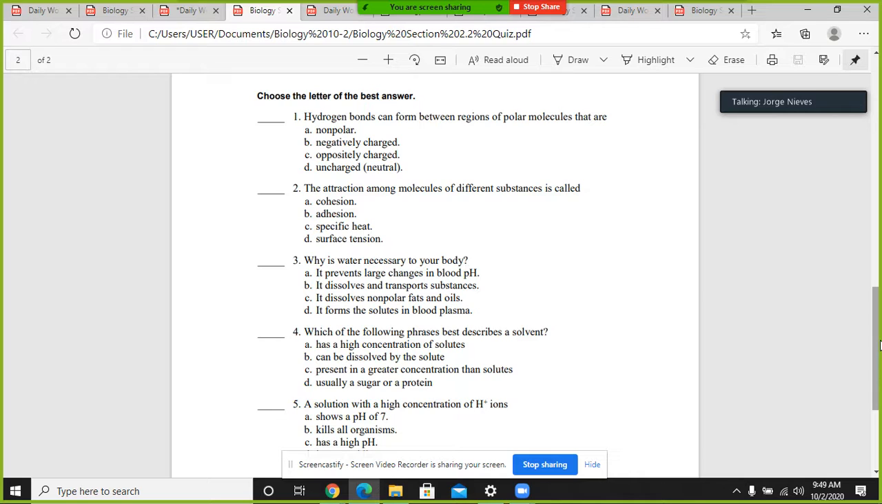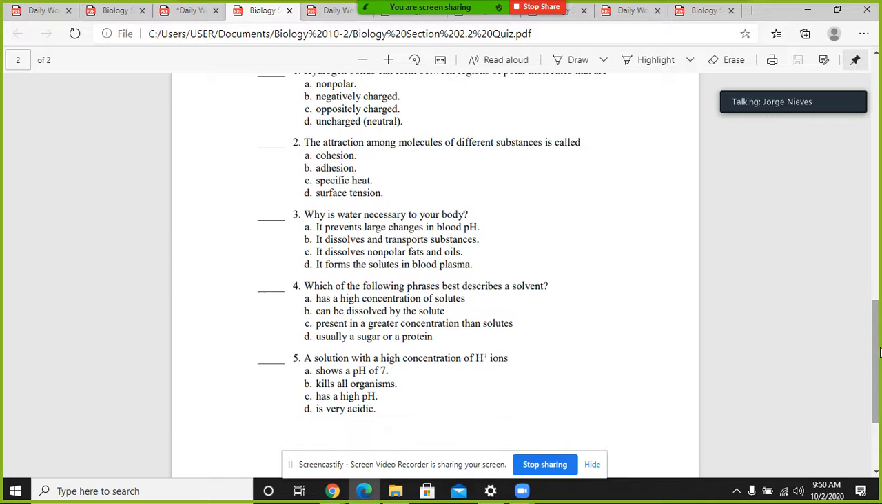Exacto, sí. Because cohesion is between water molecules, okay? So when water sticks or is attracted by another substance, it's called adhesion. Thank you, Grecia. Okay. So I'm gonna read number 3. Why is water necessary to your body?